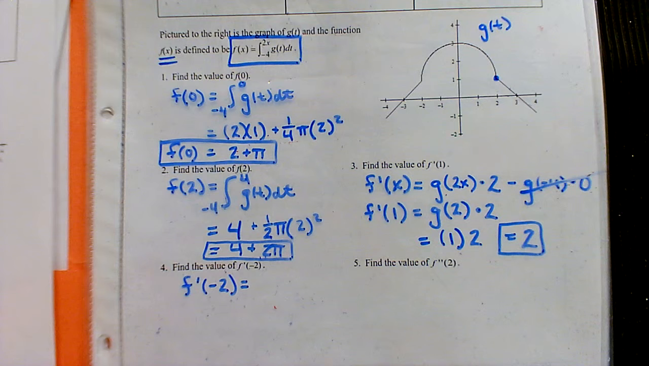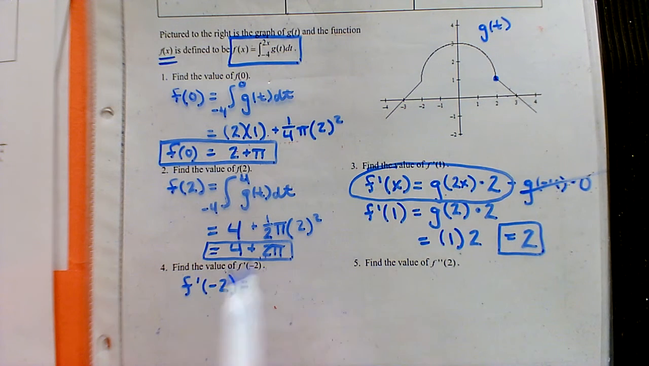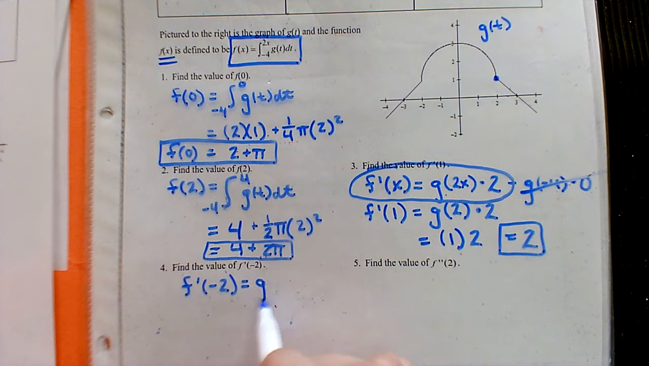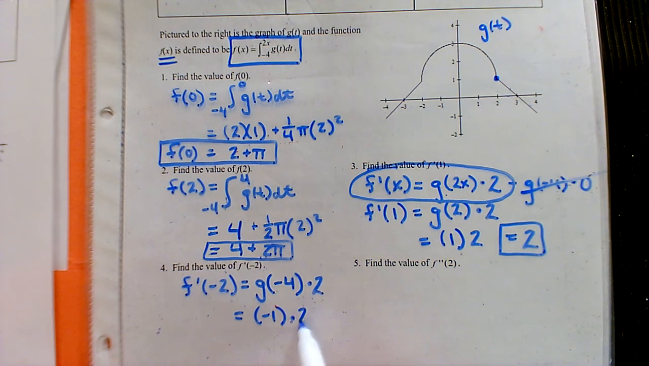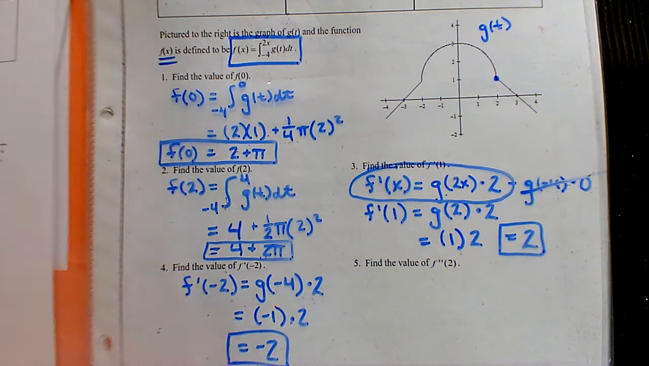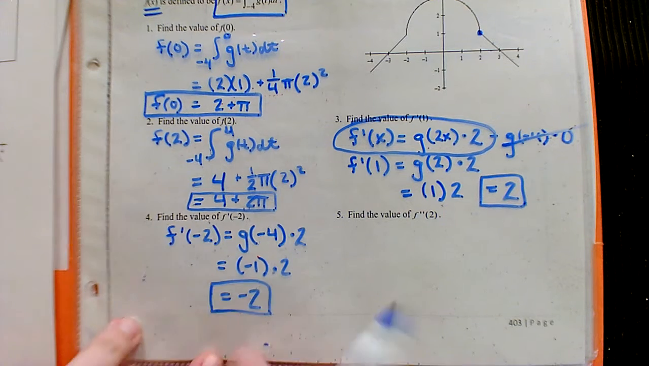Yeah? -2, good. All right, so we have the first derivative of f at the top, or number 3. So if we plug in -2 for x, that would be g of -4, and then we need to double that. g of -4 based off the graph is -1, times 2 is -2. How'd you do? All right, let's try another derivative.